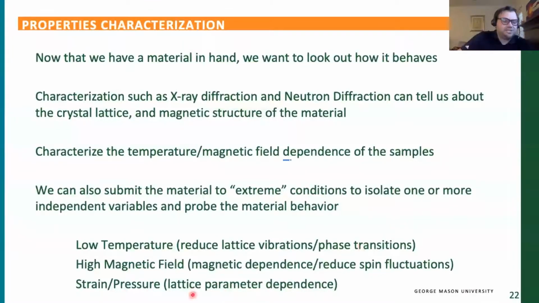And the last one I'll mention is just strain or pressure studies. These are when you're actually pushing on or stretching the physical crystal. And this helps us understand how the lattice itself, this periodic ion arrangement, how do the material properties depend on what that ion spacing is?